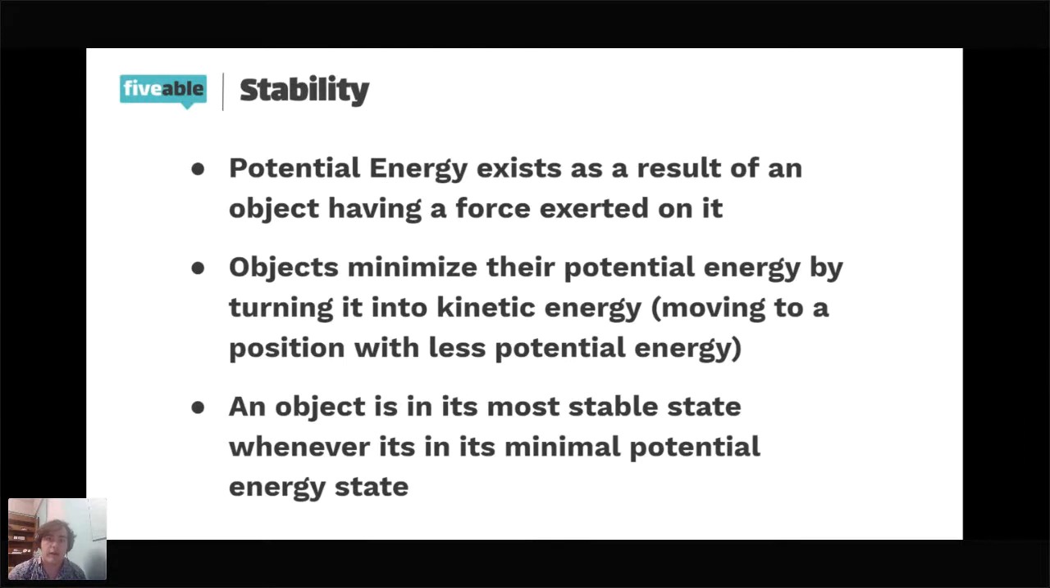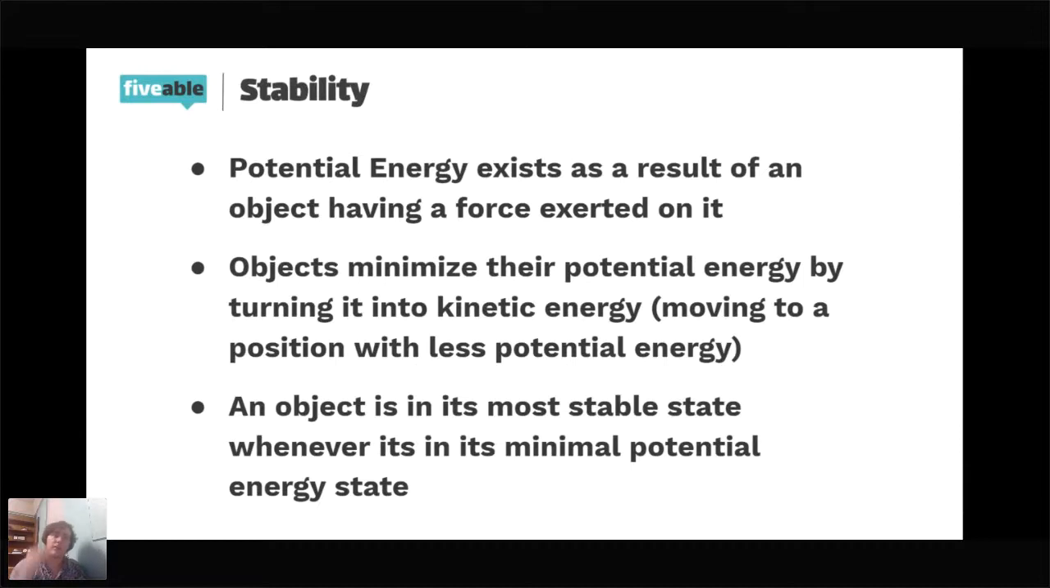And an object, by logic, is in its most stable state whenever it's in its minimum potential energy state. An example would be dropping an object to the ground. If I have something above the ground and I drop it, initially there's a force of gravity between the object I'm about to drop and the ground. And as it approaches the ground, the potential energy approaches zero, because the potential energy is proportional to height. So as the height decreases, the potential energy decreases. It decreases the potential energy by moving to a place with less potential energy. And that place is the surface of the Earth, where the potential energy is zero, depending on your frame of reference.